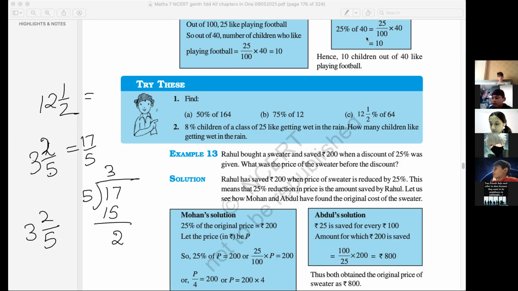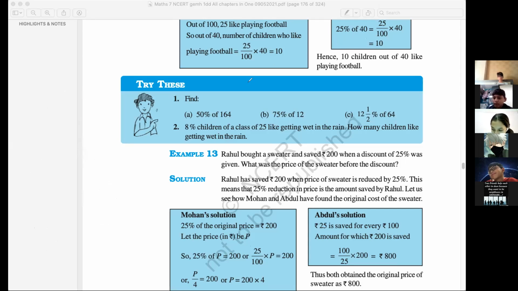Ma'am, we were so small that time. हाँ, 2 साल पहले. 2 years back. Right? It was 2 years. Yes.